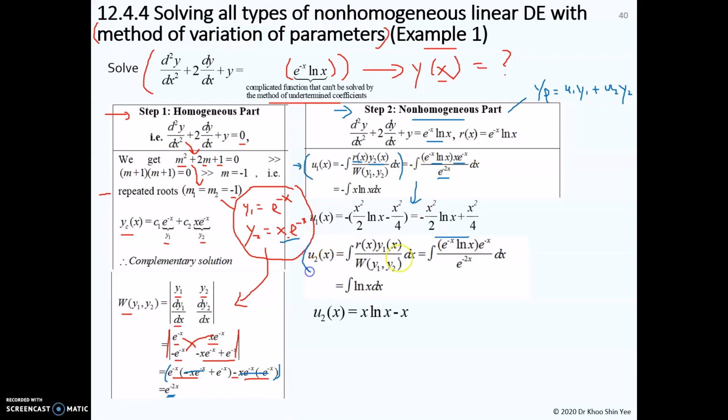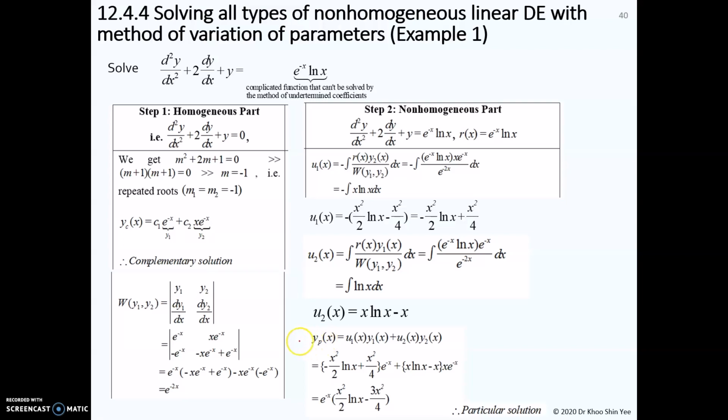We continue to find the u2, which can be computed by using this integration. So you substitute the right hand side function equal to this, and then y1 is this, and w is from here. And then after you perform the integration, you should be able to obtain this answer. So we can continue to find the particular solution now by using this formula. So you substitute the u1 from here, u2 from here, y1 here, and this is your y2. So after you substitute, you should obtain this.